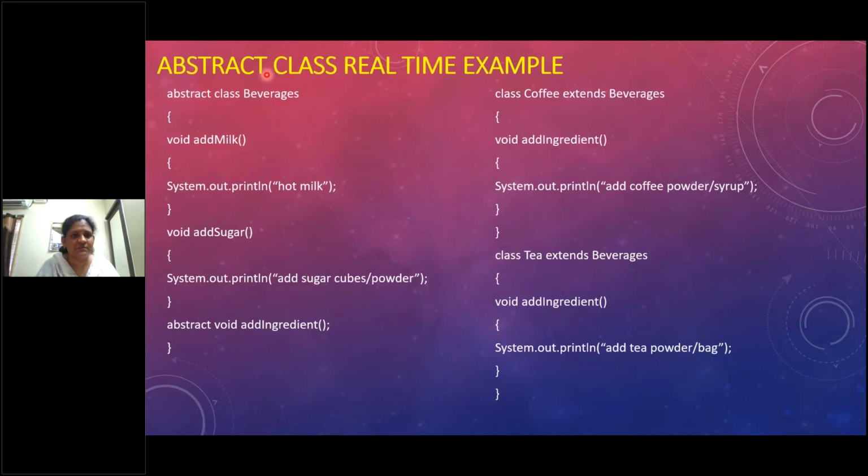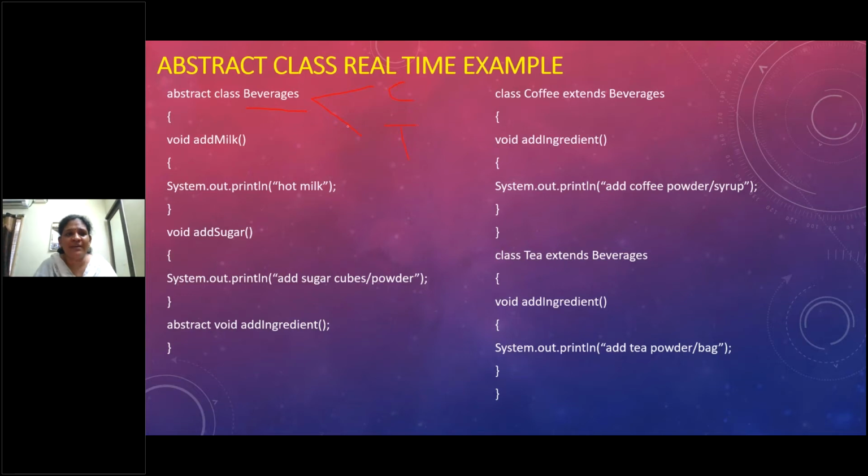The first one is Beverages, the second one is Coffee, and the third one is Tea. Beverages is the top-level class, and under it come Coffee and Tea. This is an abstract class, and it will be extended by 2 child classes: one is the Coffee class, another one is the Tea class.